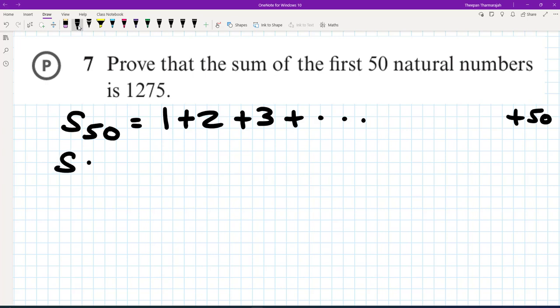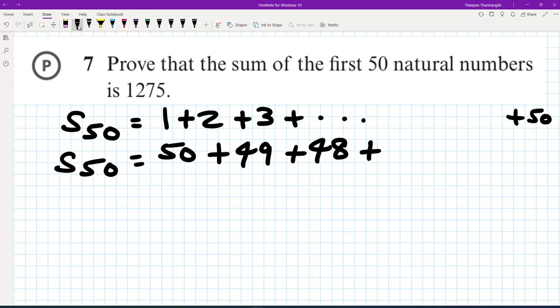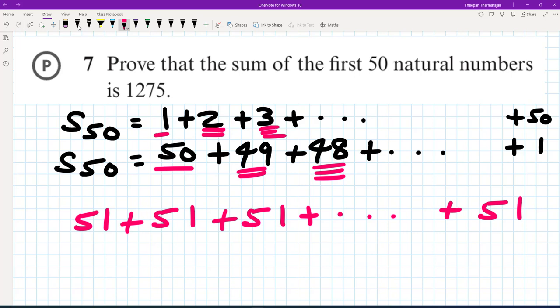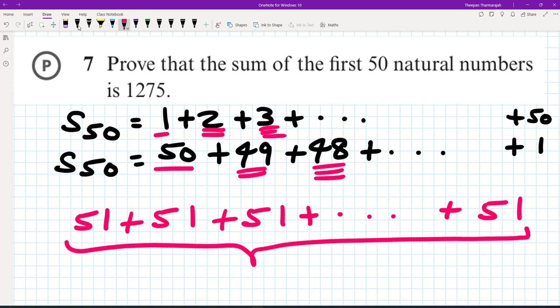Then we reverse the series. So we get 50 plus 49 plus 48 all the way down to 1. And like what we did last time, we do 1 plus 50 is 51. 2 plus 49 is 51. 3 plus 48 is 51. And the same thing's going to repeat. So the last term is also 51. But we have 50 terms in our sequence, so this whole thing repeats 50 times.